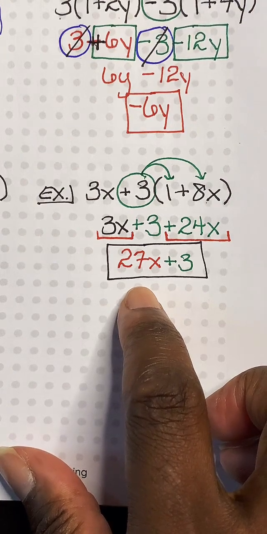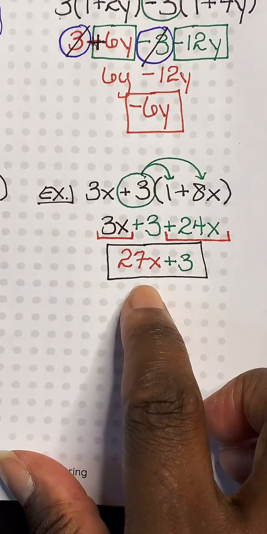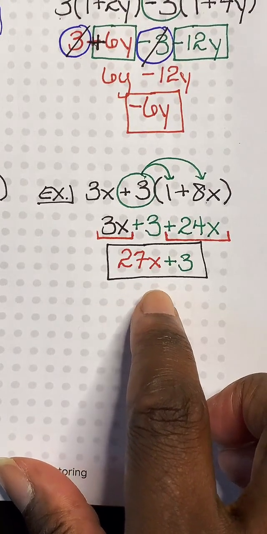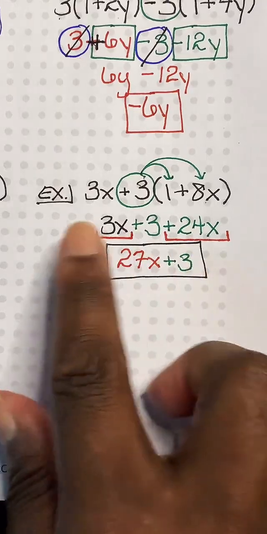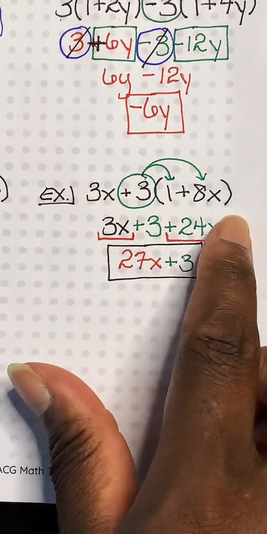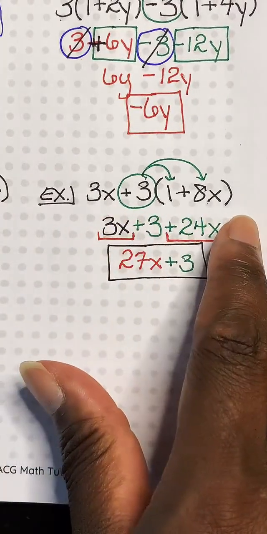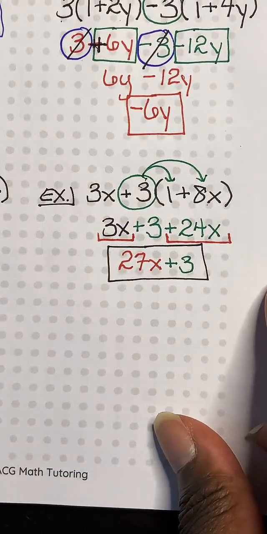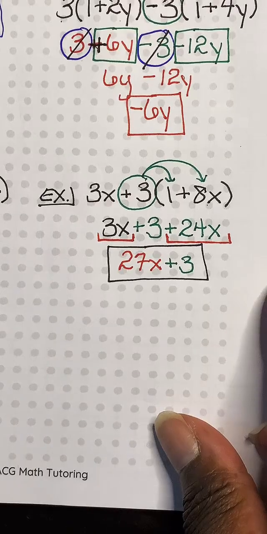Could we isolate x? We're not solving. If we were solving, Andy, yes, we would have to isolate the x, but there's no equal sign in our original. Since we don't have any equal sign, we're not solving. We're just simplifying.